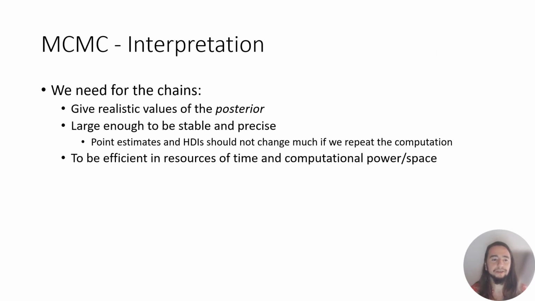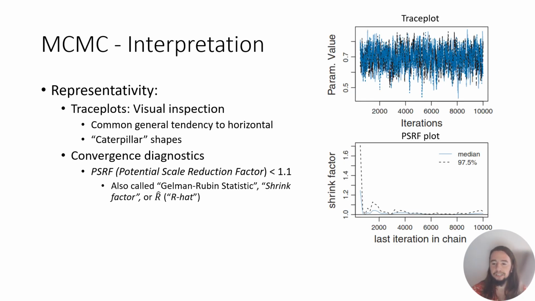Okay, so how can we interpret an MCMC output? First of all, we need the chains to be realistic regarding the posterior, large enough to be stable and precise, and efficient in resources, in time, space or power, okay? The representativity can be diagnosed with 2 metrics: first, the trace plots and a visual inspection of them, and also convergence diagnostics.